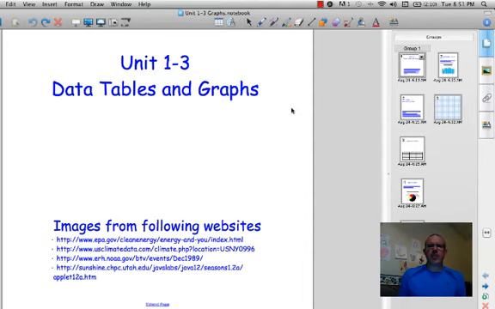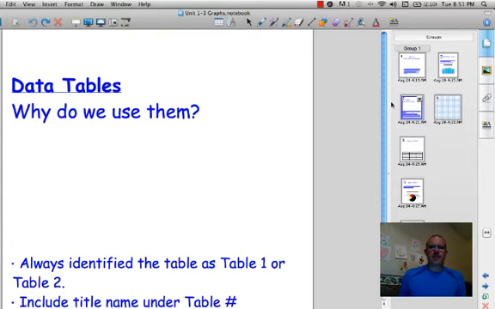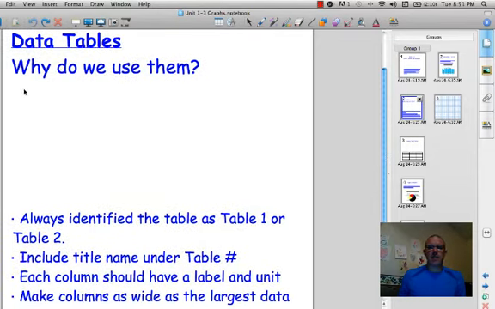Unit 1-3, Data Tables and Graphs. So now that we've been able to gather data through using the scientific method, we need to make some graphs and data tables. Well, we should have an understanding of why we use data tables.